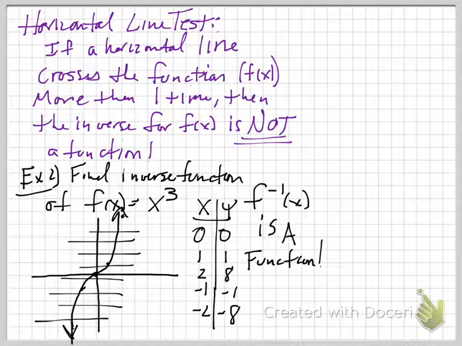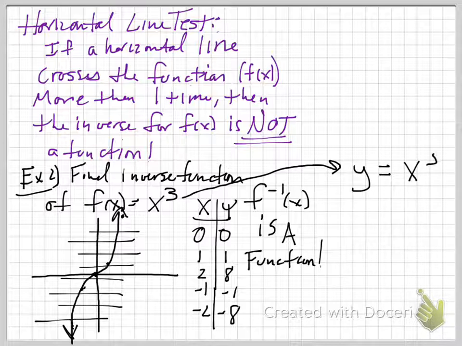To continue, let's actually find the inverse function for f of x. Now remember, if we want to find the inverse function, let's first start off by using the notation y equals x cubed rather than f of x equals x cubed. And what I'm going to then do is switch x and y. So I have x equals y to the third, and now I'm going to cube root both sides.